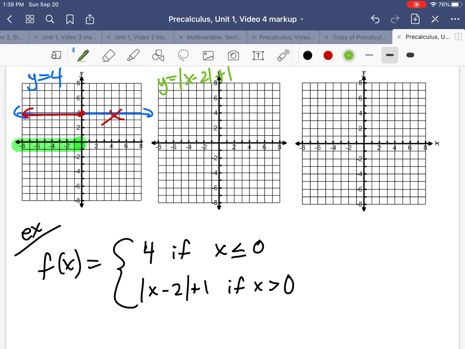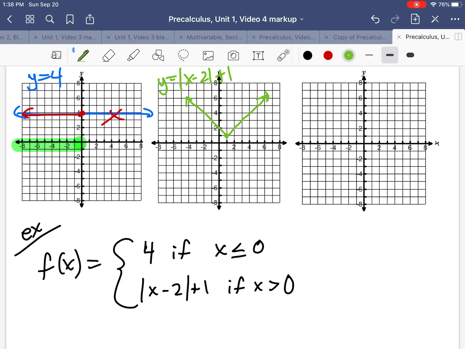I only want this graph. Well, actually, let me draw it first. So it's absolute value, so a V shape. It goes right 2 and up 1. So there it is. And then the slope is up 1 over 1. There's no change on that. All right, up 1 over 1.